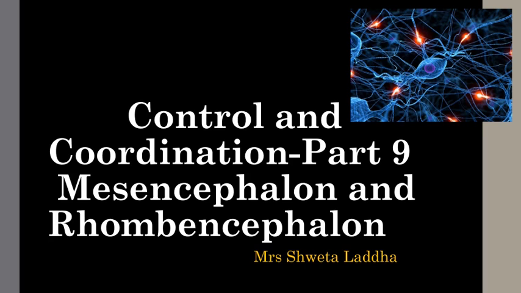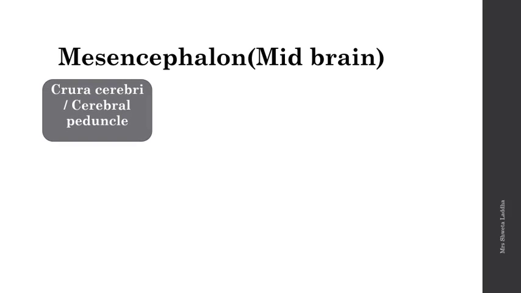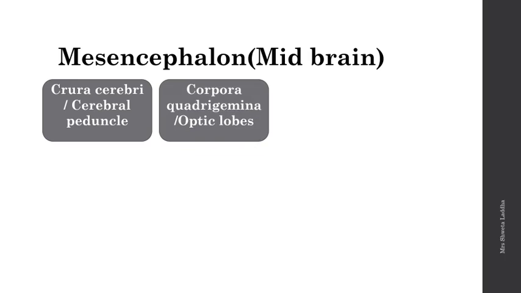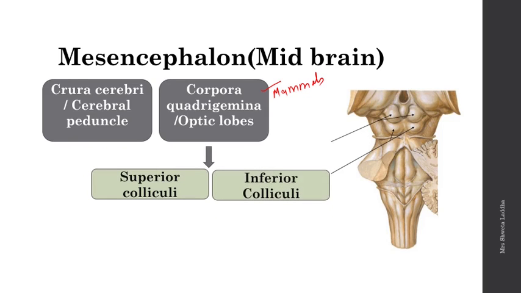Today we are going to discuss in detail about mesencephalon and rhombencephalon. Mesencephalon is also called the midbrain. It consists of two important parts, the crura cerebri, also called the cerebral peduncle, and corpora quadrigemina, also called optic lobes. The presence of optic lobes is a peculiar character present only in mammals. Corpora quadrigemina is made up of two parts, the superior colliculi and the inferior colliculi.